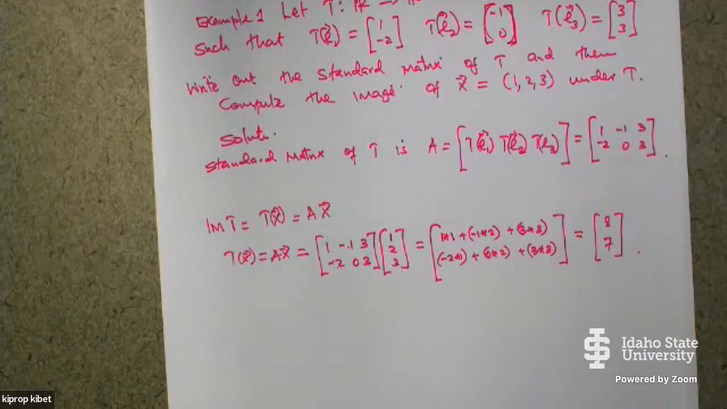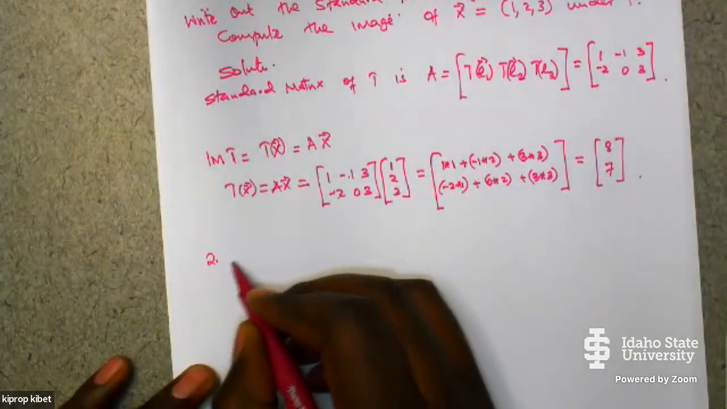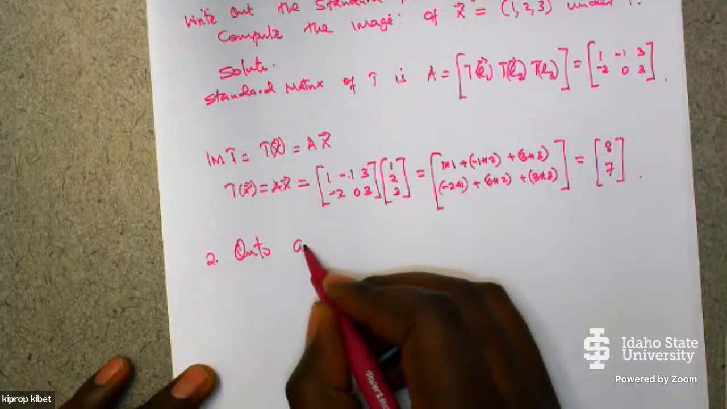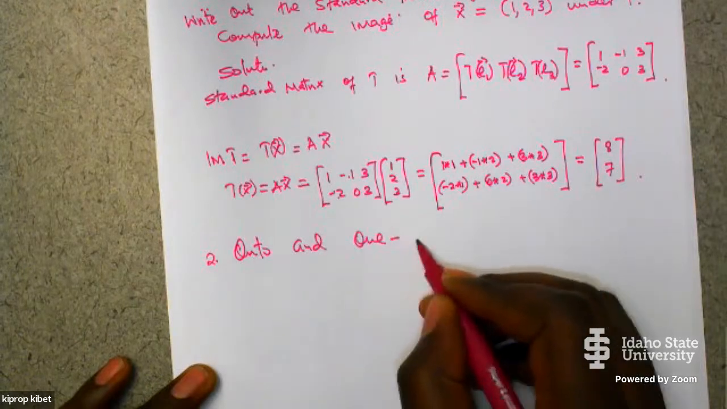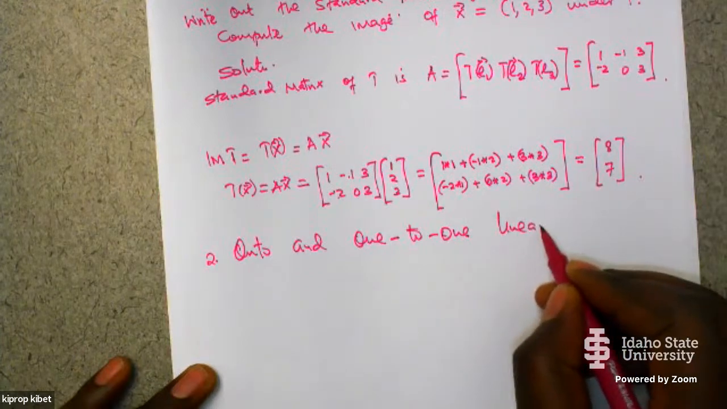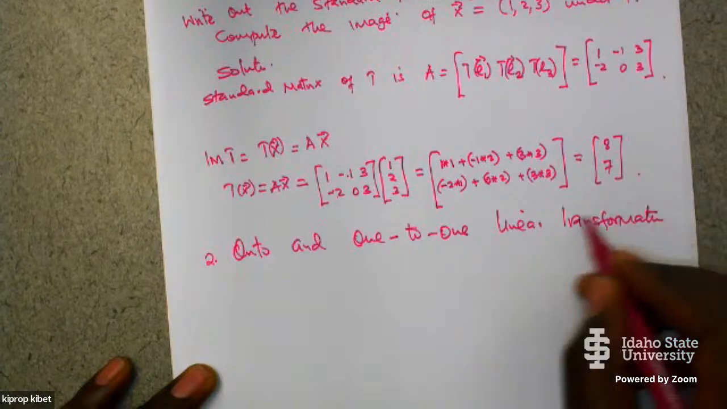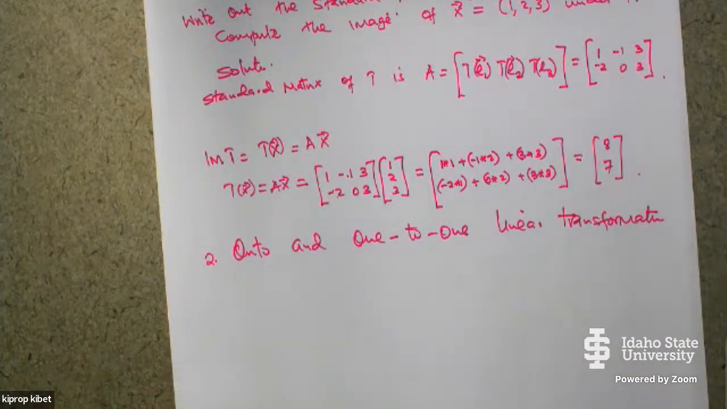So that is the end of the standard basis vector and the standard matrix. Now let's come to the next section, which is number 2, onto and one-to-one linear transformations.